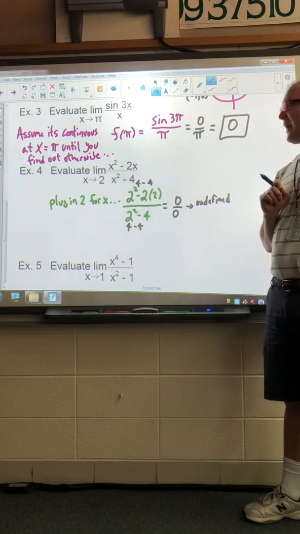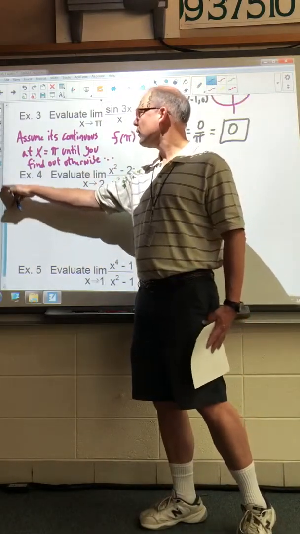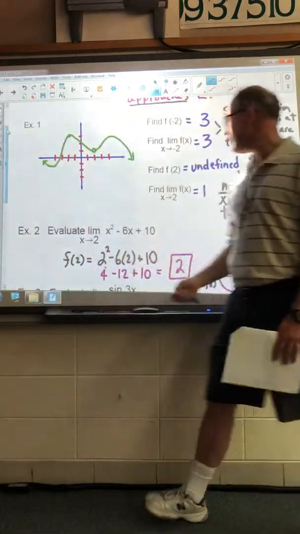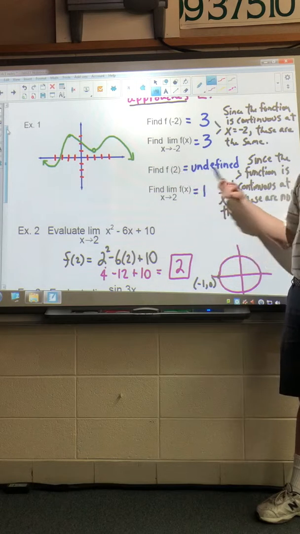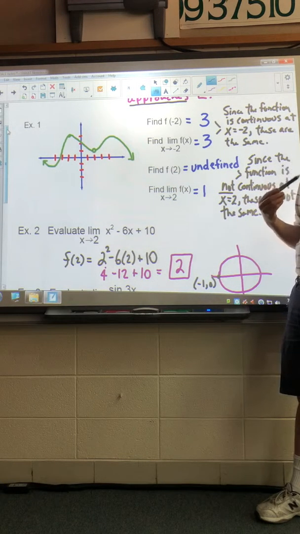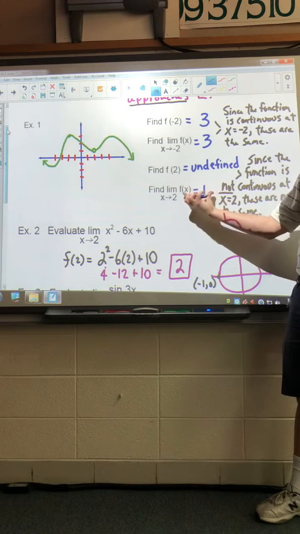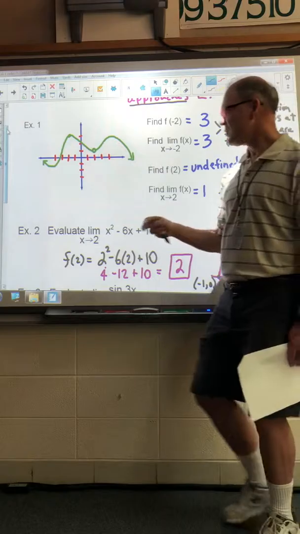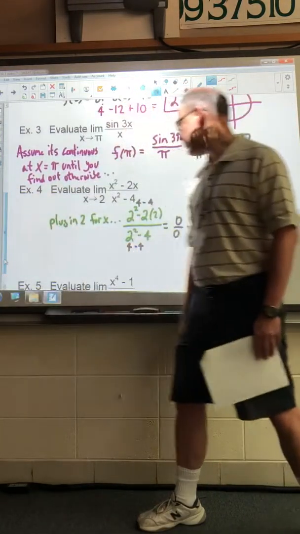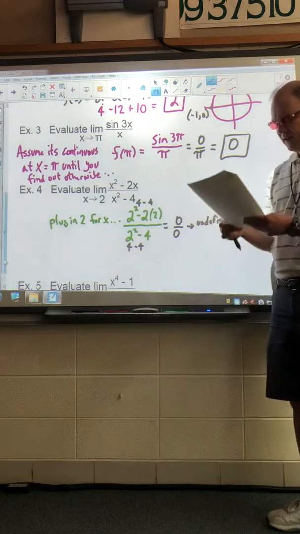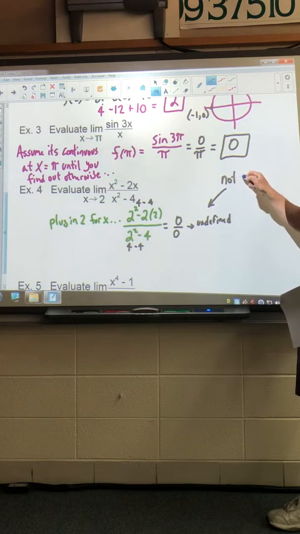Okay, that's not the answer. So we're looking for the limit. So if this had been a graph, we just found f of 2, and f of 2 was undefined. Just because that's undefined doesn't mean the limit is undefined. So we've got to take the next step. So this is not the answer.